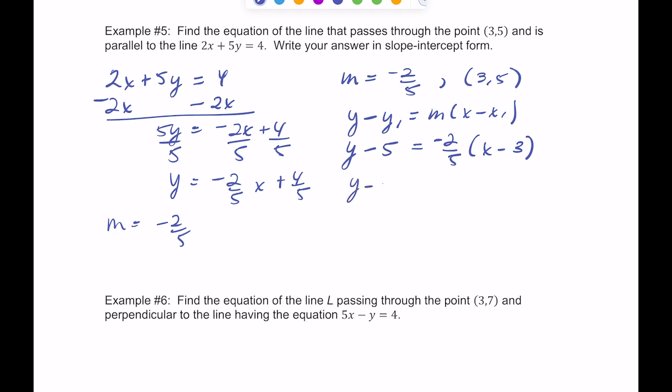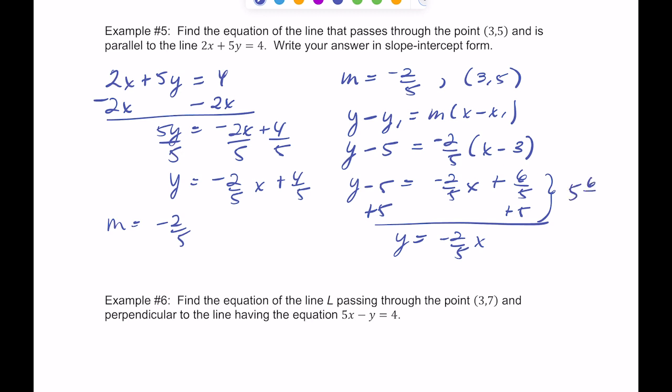And then, of course, I'm going to distribute the -2/5. And then I'm going to add 5 to both sides. So you get y equals -2/5 x, and then I need to add 6/5 plus 5. Well, that's actually just 5 and 6/5. So I can change that mixed number to an improper fraction. 5 times 5 is 25, plus 6 is 31. So that's just 31/5.